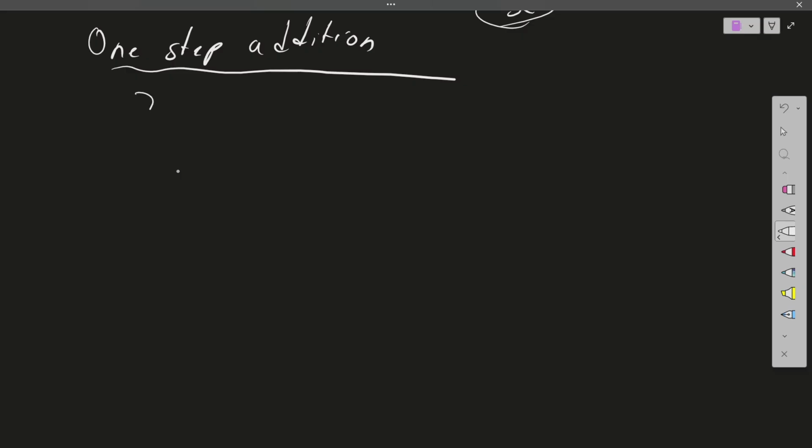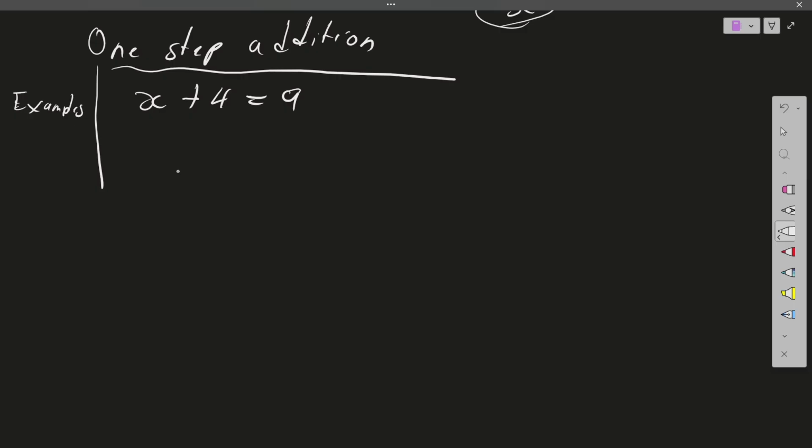One step addition. So x plus 4 is equal to 9, right? We're just making a few examples. So let's say x plus 4 is equal to 9.